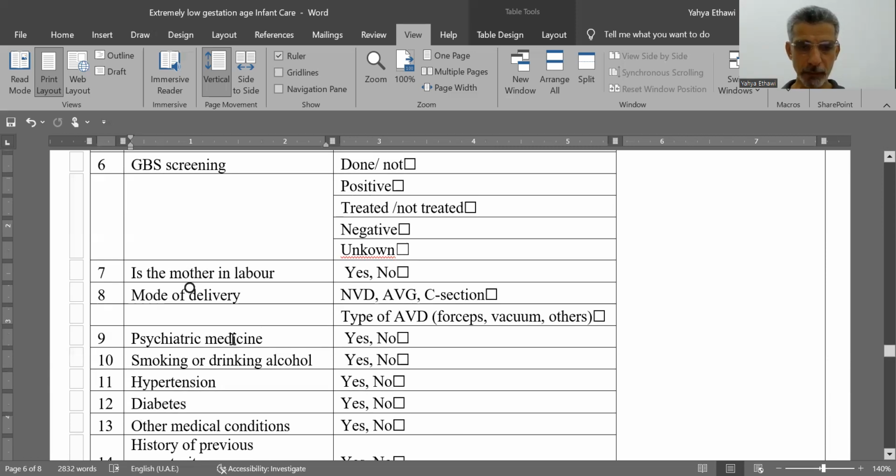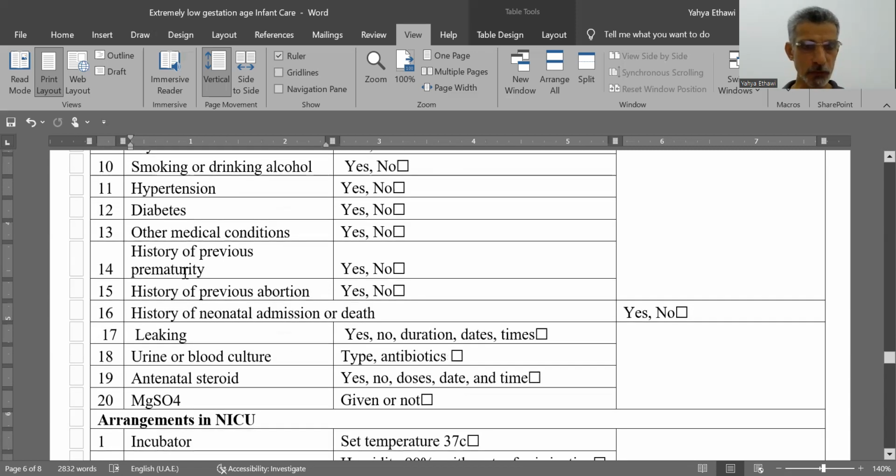And then we need to check, does the mother have any psychiatric problem? Because if she has a psychiatric problem, she will take medication that can affect the baby. Is she smoking or drinking alcohol? Hypertensive, diabetic, any other maternal condition, previous history of prematurity? Okay, so she has a previous premature baby, any previous history of abortion, any previous neonatal admission to the NICU or death? So yes or no?